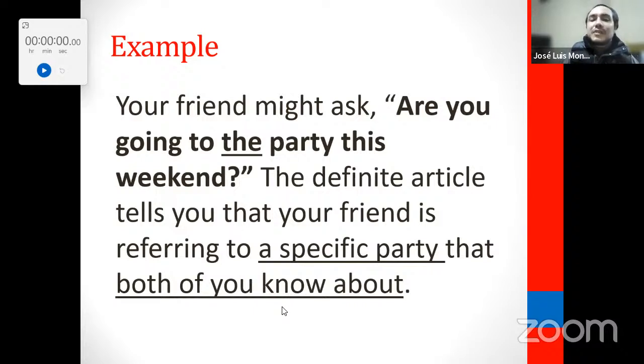Or you can simply say that this person wants to know if you're going to any event that is a party this weekend. It's not the party, it's not a specific event, it's any event, any party that could take place this weekend. So that's the difference. If you say, are you going to the party? It means I know what party, the big party. Are you going to that party? Yes, I am. No, I'm not. But are you going to a party this weekend? It means, are you going to go out this weekend? Are you going to any event that is a party this weekend?